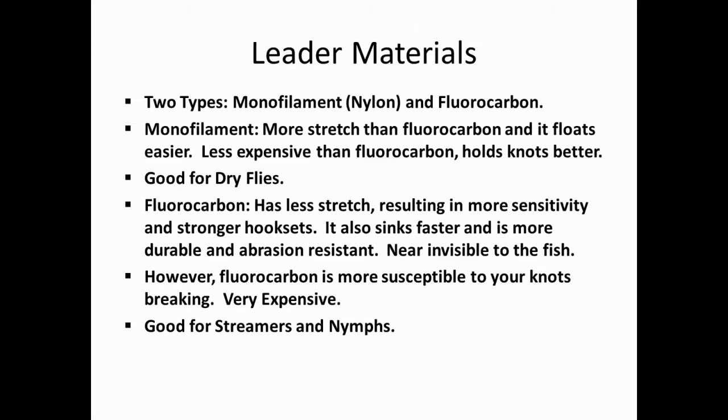Fluorocarbon has less stretch. So what does that mean? When you set the hook, all the strength goes right to the hook to set it in the fish. It also sinks faster, and it's more abrasion resistant. It's a tougher line. It's also less visible to fish under the water, which is a plus. However, it's very expensive, and the other thing is it's tougher to tie. It doesn't hold a knot as well as mono does. So you've got to be careful when you're tying on with fluorocarbon.